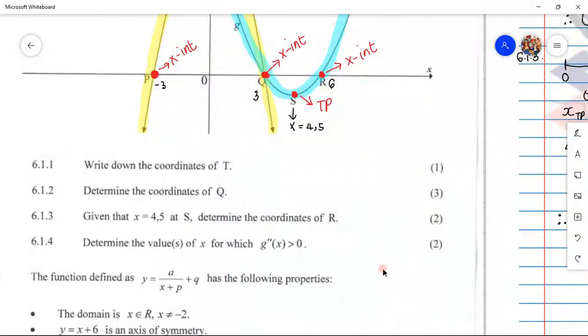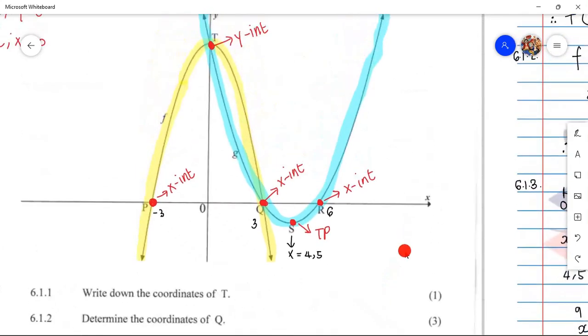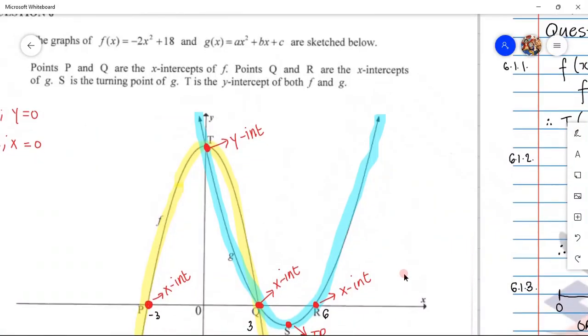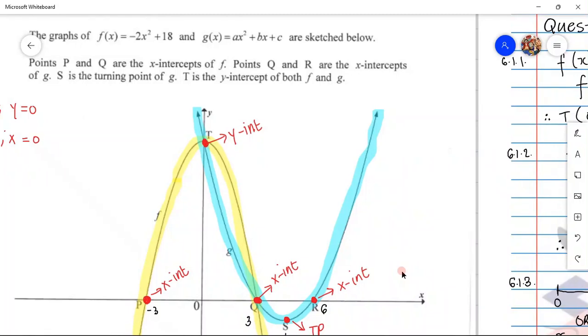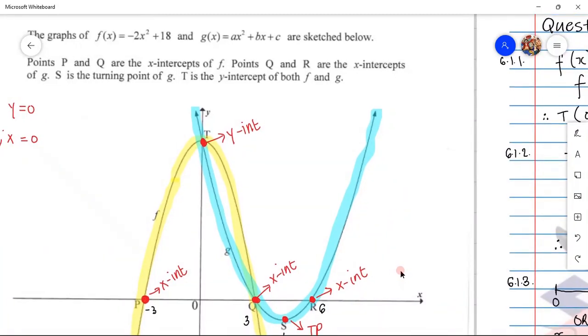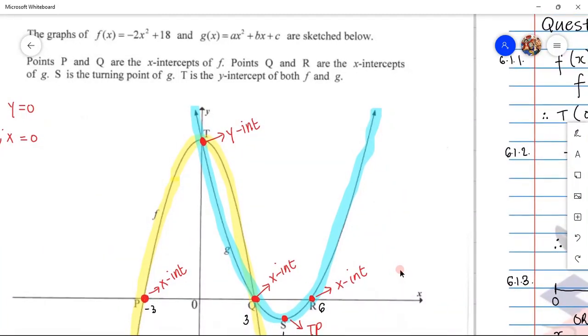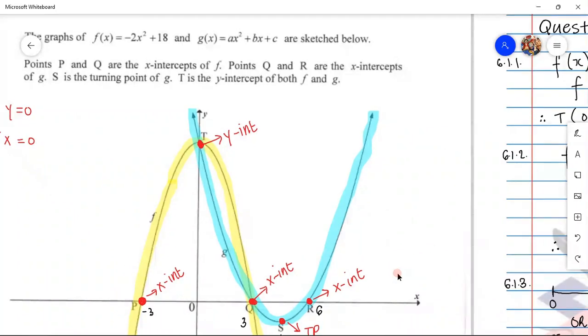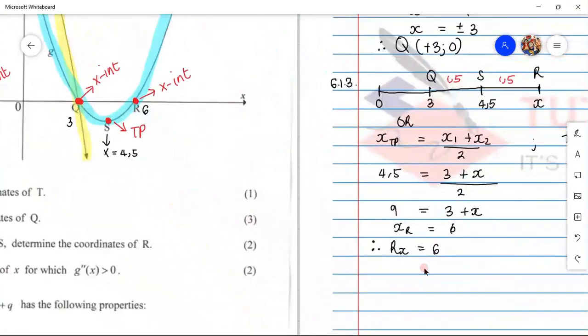Now, our next question, 6.1.4: determine the value or values of x for which the second derivative of g will be greater than 0. Now, if we look up, our function of g was not given. So we know that if we find the first derivative of a parabolic function, that will give us a linear function. And if we find the derivative of a linear function, that will give us a constant. So let's just do a quick example.